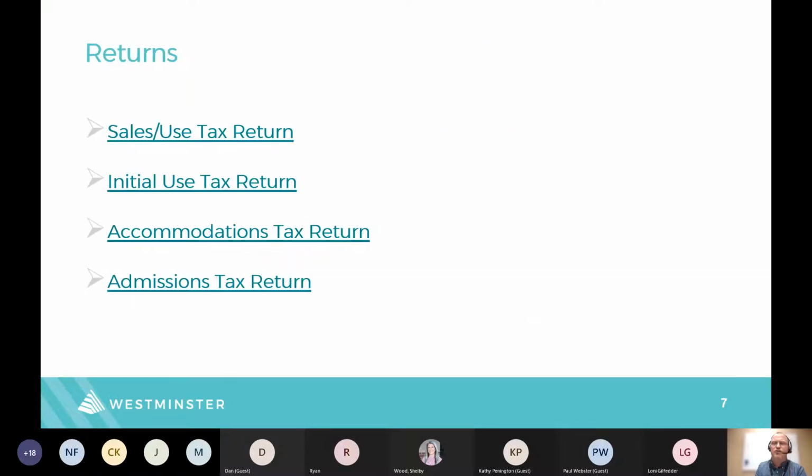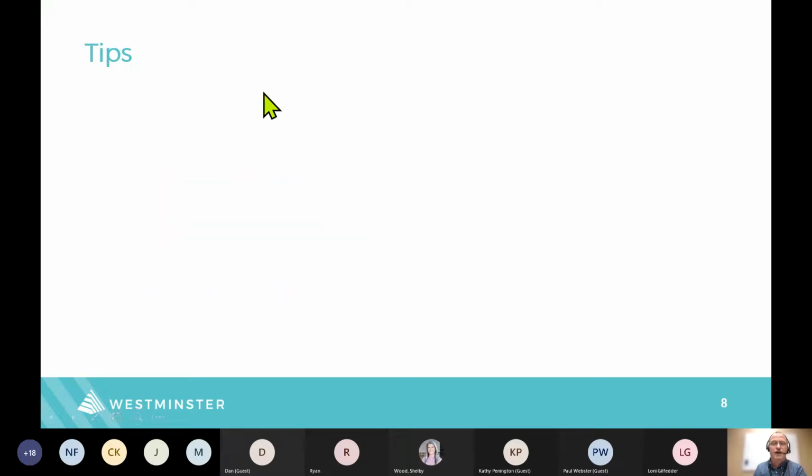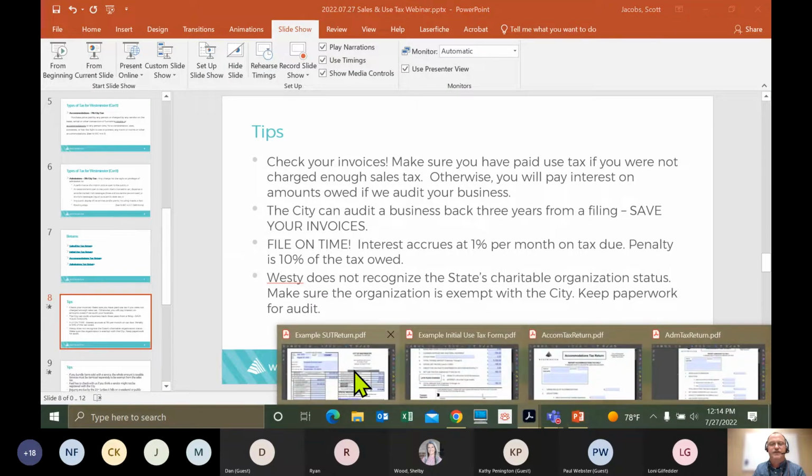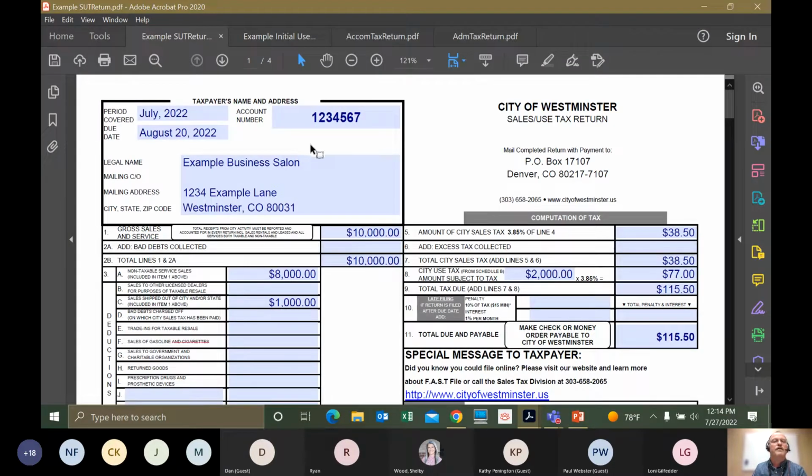So I wanted to look at the returns, or at least the sales and use tax return, so that you can see how that is filled out, and our initial use tax return, which you'll only fill out once. So I'm going to pull those up, as a PDF, so that they're easier for you to see. So here's an example sales and use tax return. This is the paper return. You can file online. Right now, your very first return must be filed on paper.